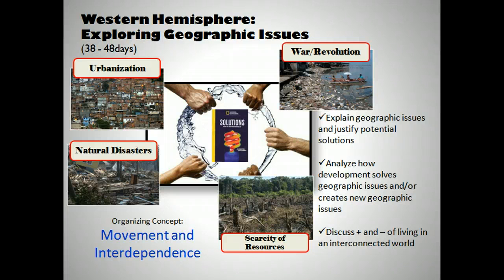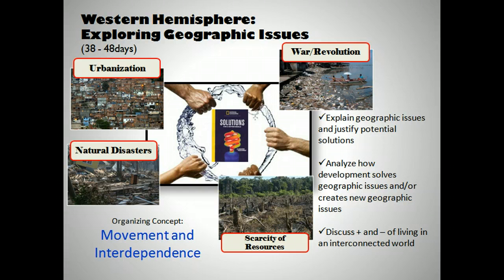Movement and interdependence, the first organizing concept, highlights how people of the Western Hemisphere are interdependent and how ideas move. For example, as our world begins to encounter various geographic issues, they impact all of us and cause people to become interdependent in implementing potential solutions. The potential solutions to geographic issues come from people. Sometimes those ideas come from a few people, sometimes they come from a nation. These ideas are shared and the ideas move throughout the world, carried by information networks among individuals, groups, and leaders.